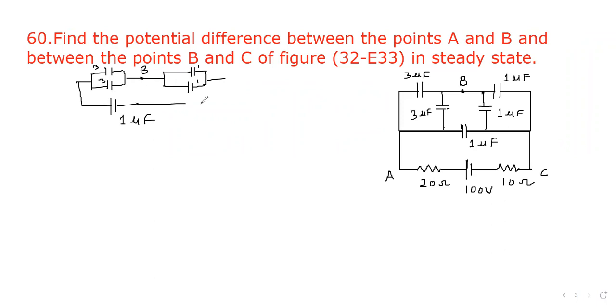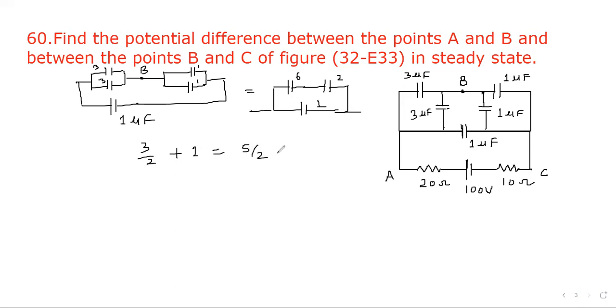So these two will become 6. So this is 6, this is 2, then this is 1. Now we evaluate it. These two will make 6 into 2 divided by 6 plus 2, so that is 3 by 2, plus 1. That is 5 by 2 microfarad. So we have got the equivalent capacitance, and here the voltage applied is 100 volt.